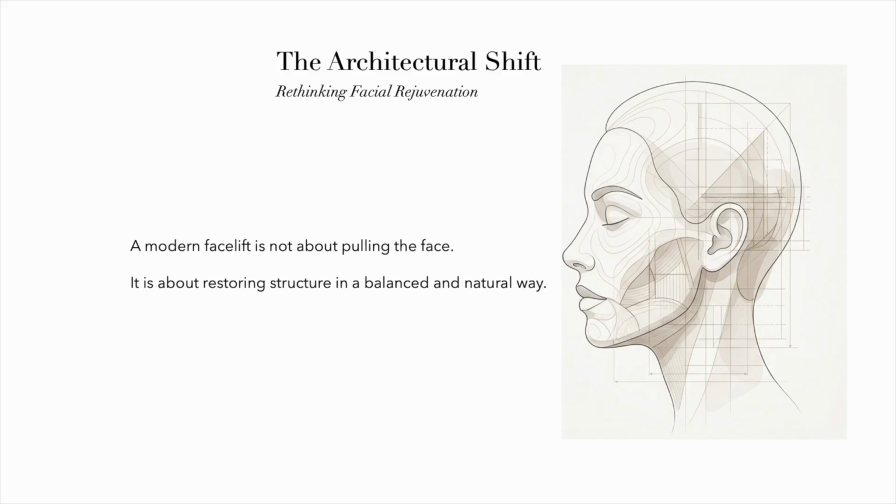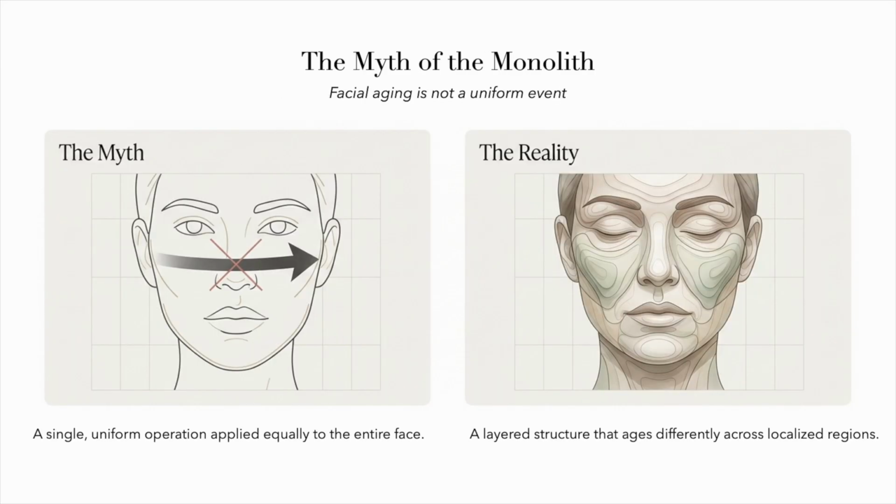Facial aging changes the architecture of the face in very specific ways. The skin loosens, supports weaken, deeper tissues descend, and volume shifts from one area to another. These changes do not happen in the same way in every patient. Different layers and different regions age differently, which is why facial rejuvenation requires a more precise and individualized reading.